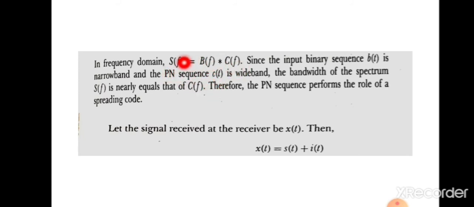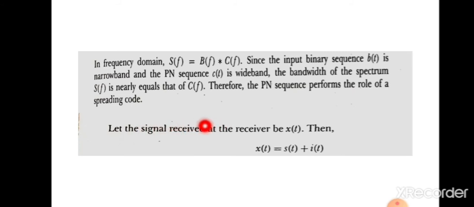That means the product modulator will give a sequence whose frequency or bandwidth is spread. That means C of t is a spreading signal. For the PN sequence, C of t is wide band and B of t is narrow band. The bandwidth of the spectrum S of f is nearly equal to that of C of f. So the PN sequence performs the role of a spreading code. That is why it gets the name direct sequence spread spectrum.